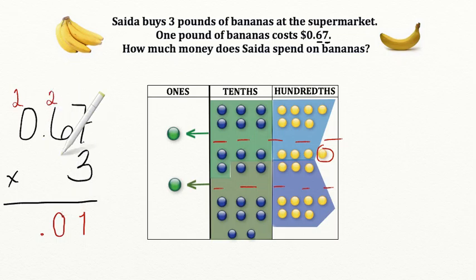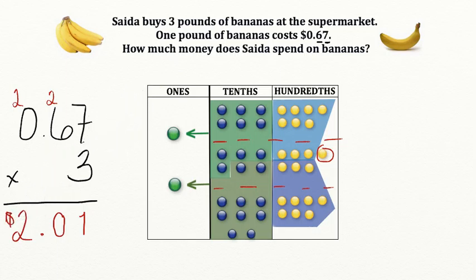Now let's go ahead and finish out our problem. 3 times 0 equals 0, plus the 2 wholes which we regrouped equals 2 in the ones place. So that means that Seda spent $2.01 on bananas.